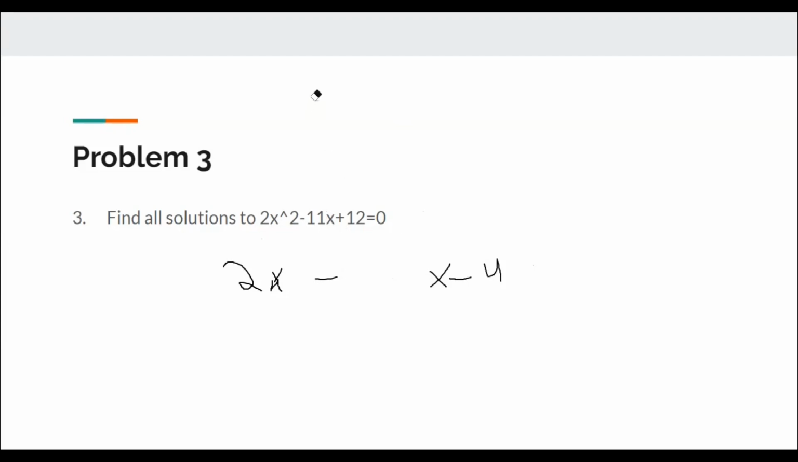So our solutions are when 2x minus 3 is equal to 0, or x minus 4 is equal to 0. So x is equal to 4 is one solution, and x is equal to 3 halves is another solution. Next week, I'll talk about another way to solve these, for when you don't have nice coefficients. It's called the quadratic formula, if you want to look into it a little early. It's basically a way you can solve these equations without having to do the annoying factoring.